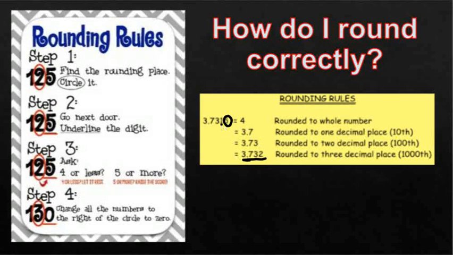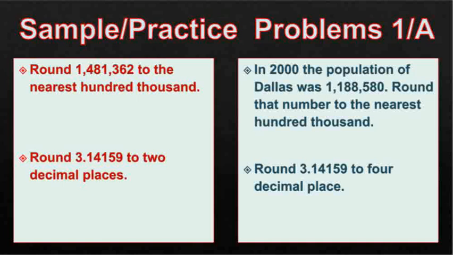So let's take a look at some examples here. Round 1,481,362 to the nearest 100,000. I want to find out which digit is the 100,000th place. The 100,000th place would be that 4. So I have to look at this 8. This 8 is bigger than 5, so I need to round that 4 up to 5. So it'd be 1,500,000. That would be the nearest 100,000.